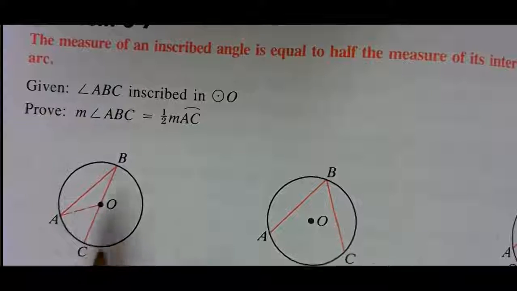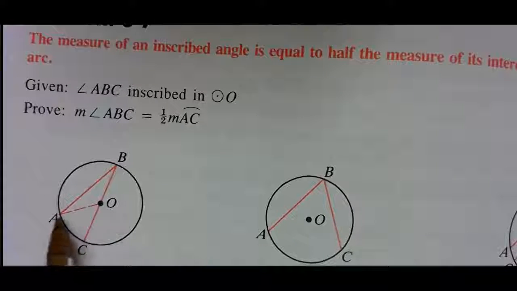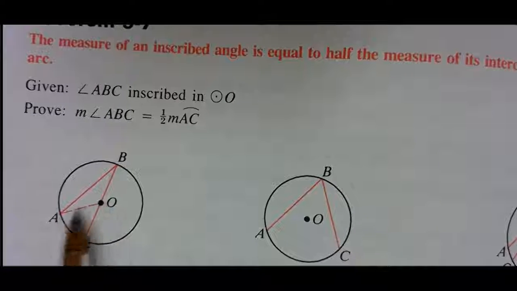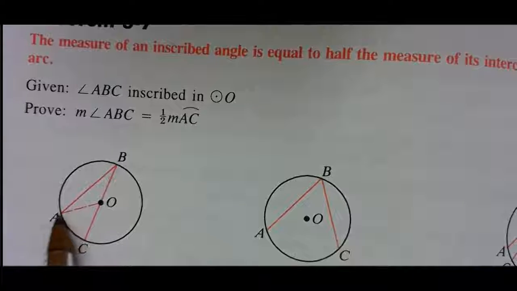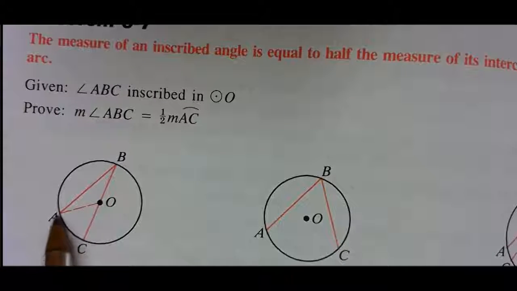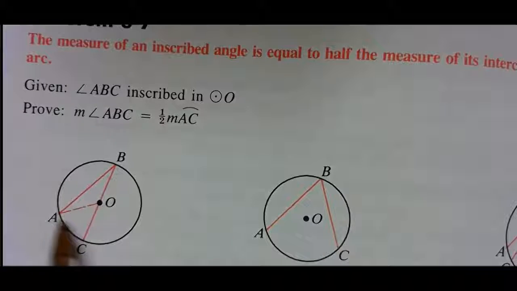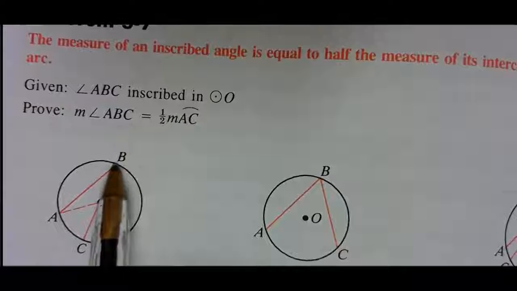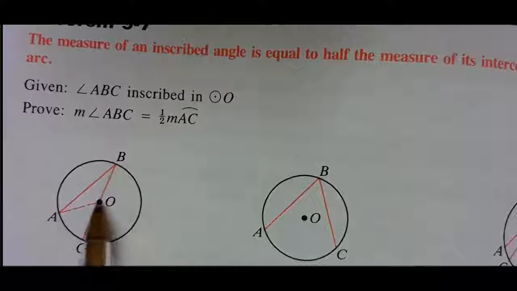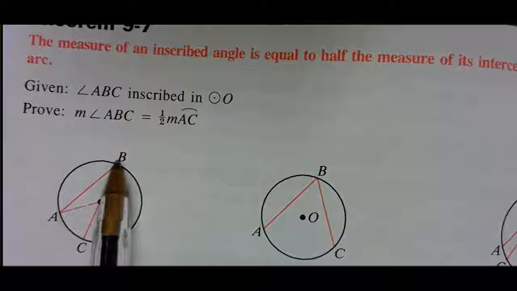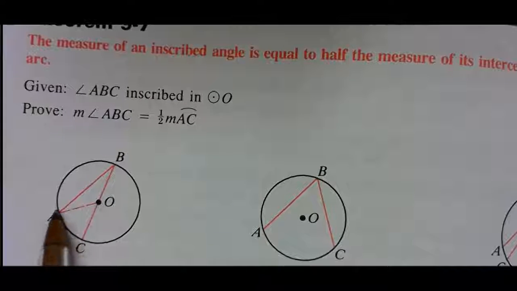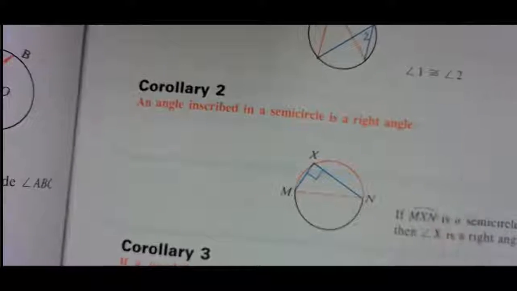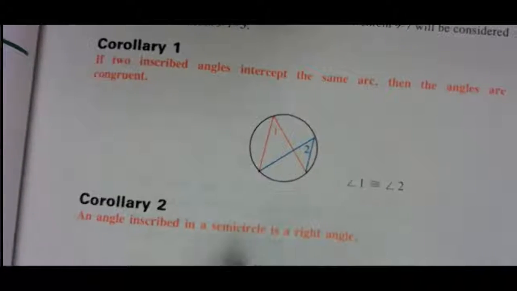If you remember, we have learned before that when an angle is at the center, angle AOC is going to equal arc AC. They are equal. But an inscribed angle is on the circle, not at the center, so it's 1/2 of the arc.